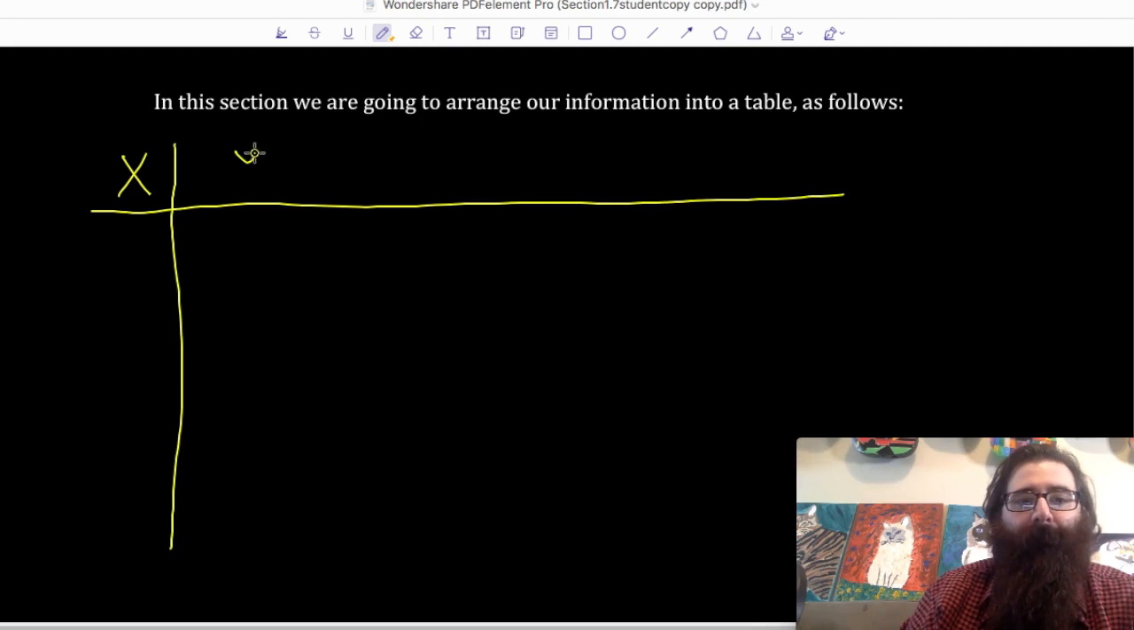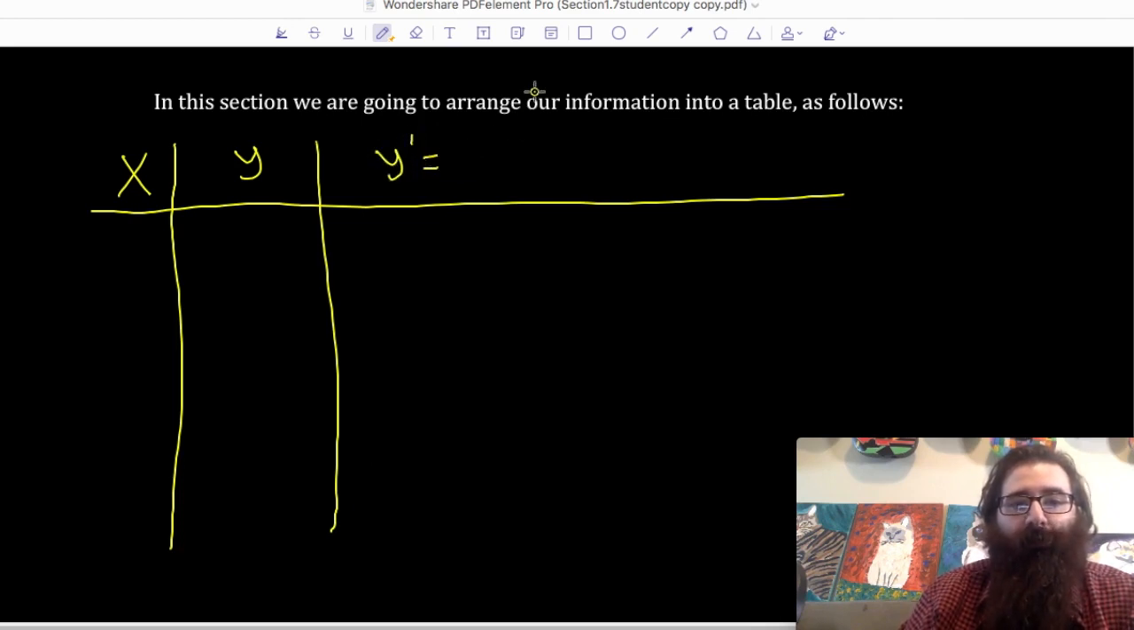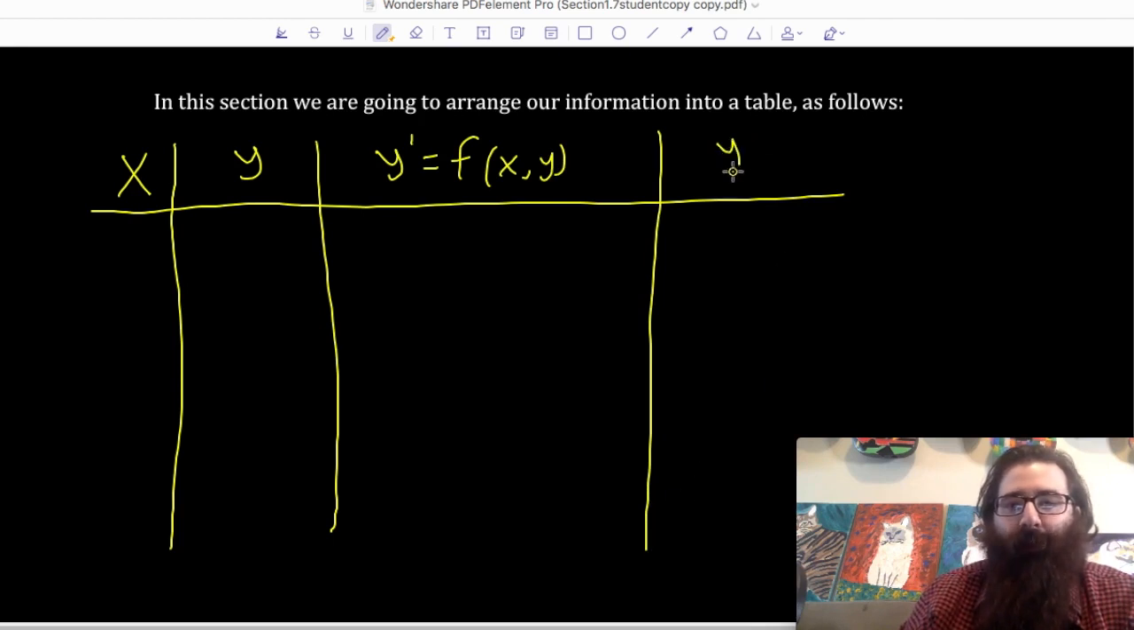The next column, right alongside it, is going to be for the y values. Then we're going to have a third column, and it's going to be for y prime, or dy dx, which is our function f, a function of x and y. And then we're going to have a final column where we're going to take what we got for y prime, and we're going to multiply this by h. And we're going to fill this out row by row.